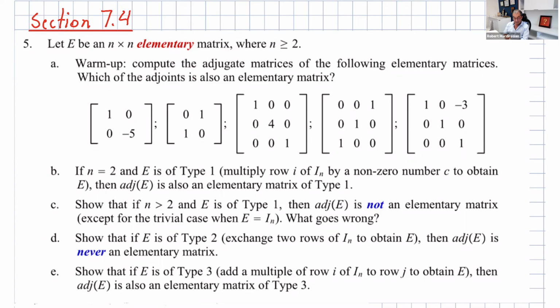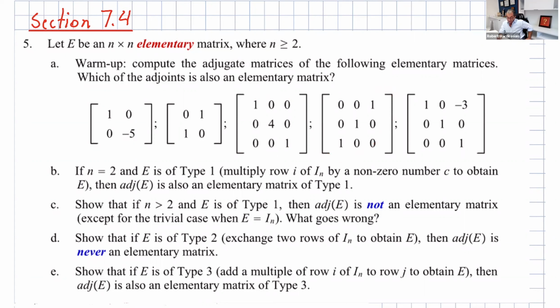Don't forget, an elementary matrix is one row operation away from the identity matrix. For example, if you take I2 and multiply row 2 by -5, you get that matrix. So this is an elementary matrix. If you take I2 and interchange row 1 and row 2, you get that matrix. If you take I3 and multiply row 2 by 4, you get that matrix. And if you take I3 and interchange row 3 and row 1, you get that matrix.